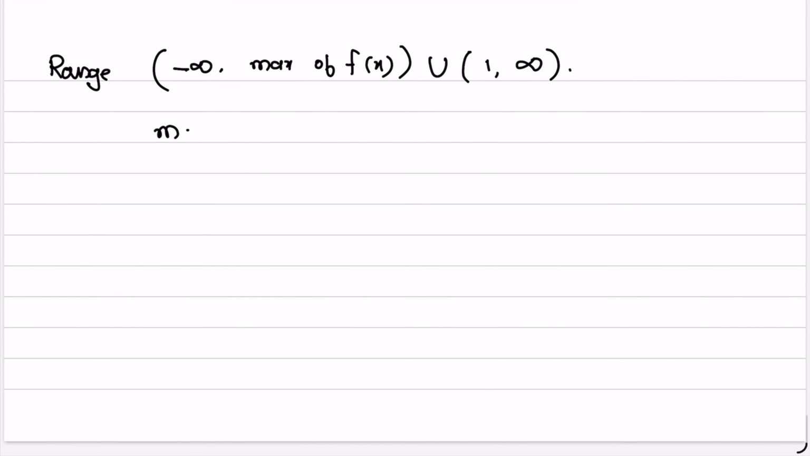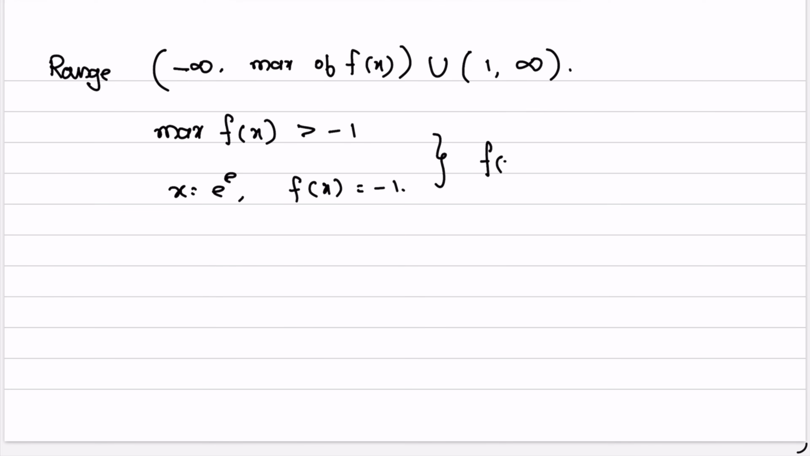Here, the maximum value of f(x) is, or we can rather say it is greater than minus 1, because when x is equal to e to the power of e, f(x) is equal to minus 1. This maximum value is found out to be f(x) maximum is equal to minus 0.9999 approximately.